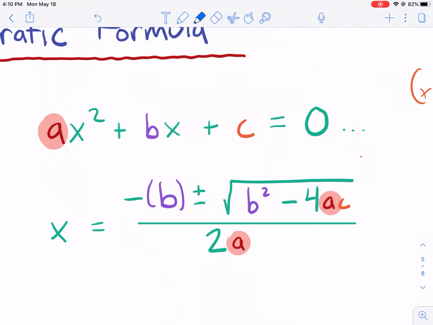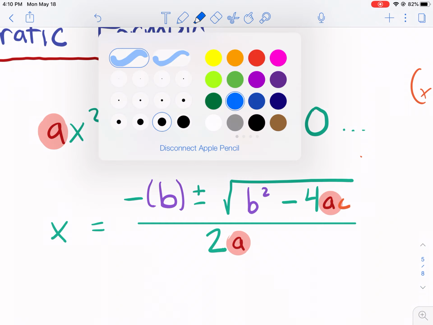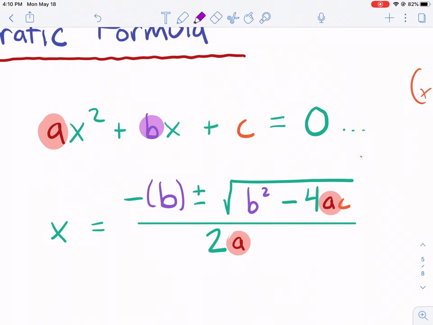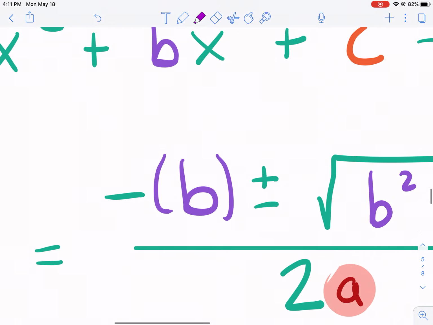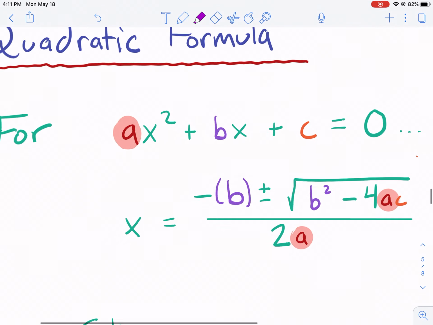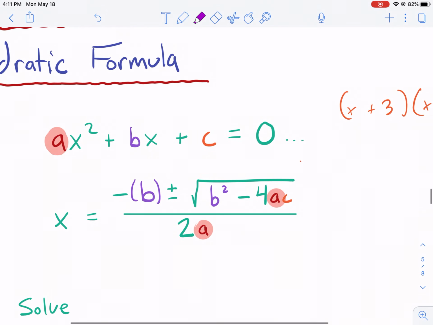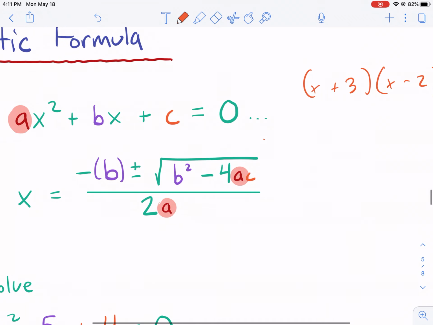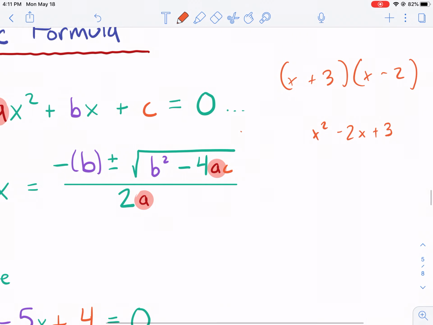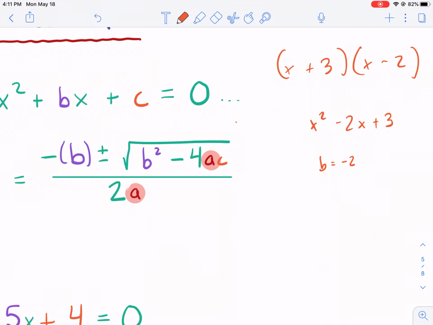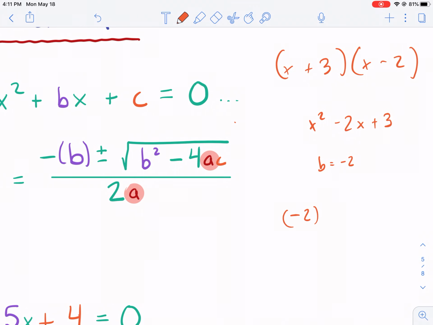Then we have B. B is the coefficient of the x term, the middle term, and it goes in several spots. Now, you'll notice something that I did that's not typically written in books. I put b in parentheses and the negative outside of it. That's because often you'll have something like x squared minus 2x plus 3, and then b ends up becoming negative 2. So then what you do is you plug in negative 2, and then you make that negative.